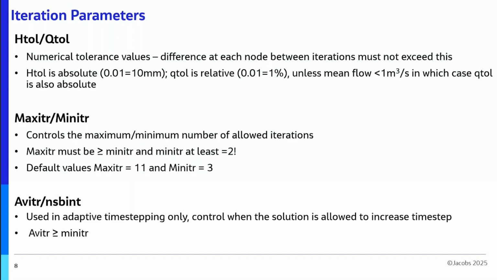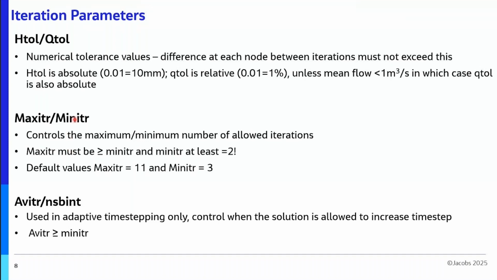Htol, which relates to the calculated stage, is an absolute value, and its default, as we all know, is 10 millimeters, so 0.1 meter. Whilst Qtol, which is related to flow, is a relative value which is expressed as a percentage unless the mean flow is strictly lower than 1 cubic meter per second, in which case Qtol is an absolute value.